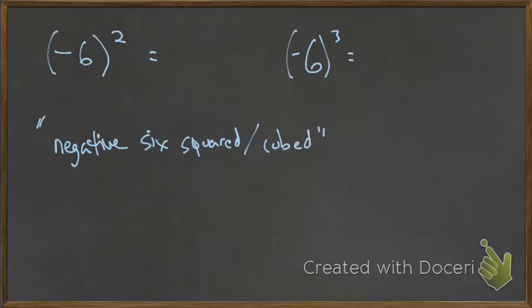On the left, it's squared. On the right, it's cubed. I want you to write down what you think the answers are, and we're going to get together in just a moment. I'm going to restate this. Dylan said negative 6 times negative 6 is what negative 6 squared means, and that'd give us a positive answer because two negatives make a positive with multiplication and division.